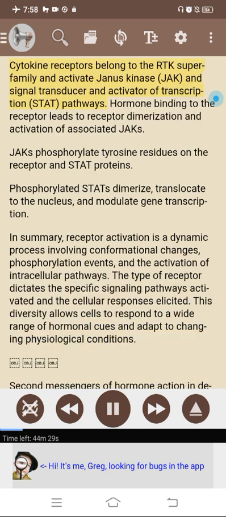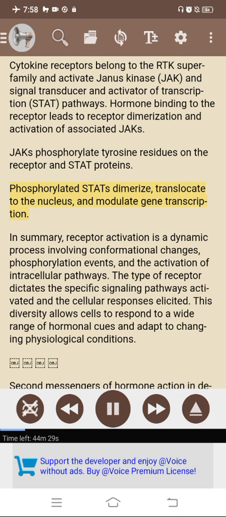5. Cytokine receptors. Cytokine receptors activate Janus kinase (JAK) and signal transducer and activator of transcription (STAT) pathways. Hormone binding to the receptor leads to receptor dimerization and activation of associated JAKs. JAKs phosphorylate tyrosine residues on the receptor and STAT proteins. Phosphorylated STATs dimerize, translocate to the nucleus, and modulate gene transcription.